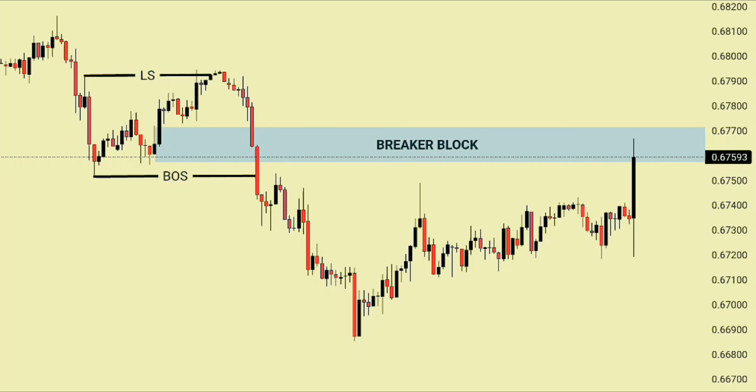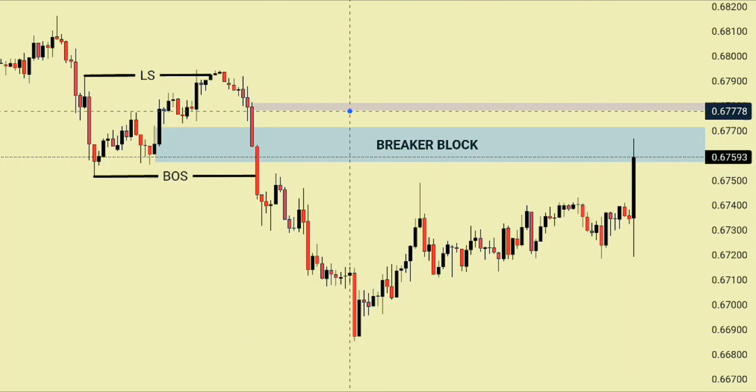Price returning to this breaker block is not random. It is part of the institutional process of rebalancing inefficiencies and filling unfilled orders. We want to pay close attention whenever price returns to a breaker block after taking liquidity, because this combination is one of the most powerful confluences in smart money trading.